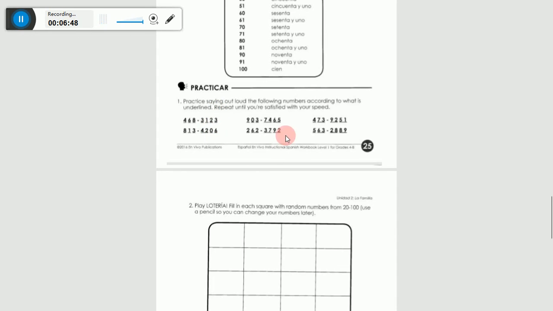If you come down to the example next to it, you see that this is underlined as a 2-digit number, and so is this. So this one would say 903 74 65. Okay, so practice saying all of these the way that they're indicating. Okay, and see how fast you can get this done.